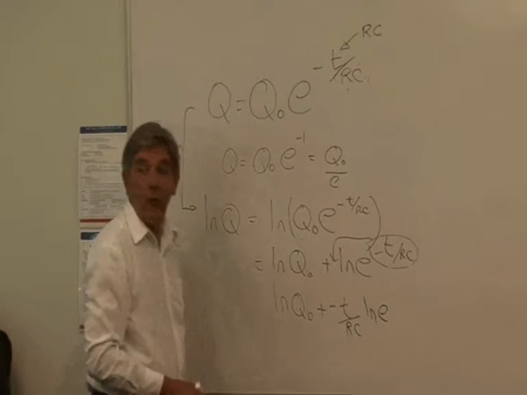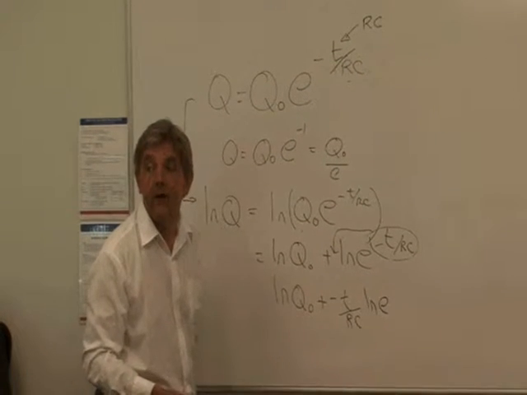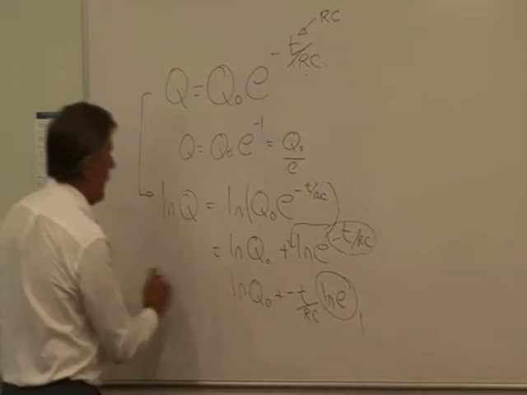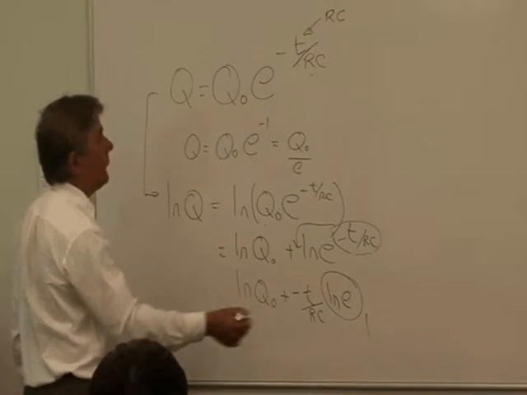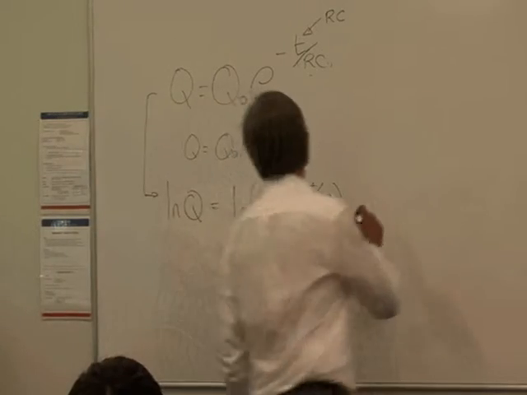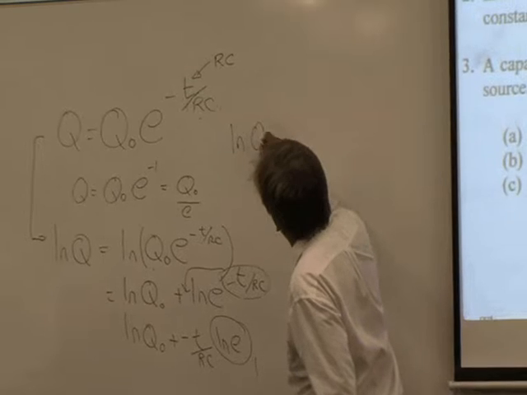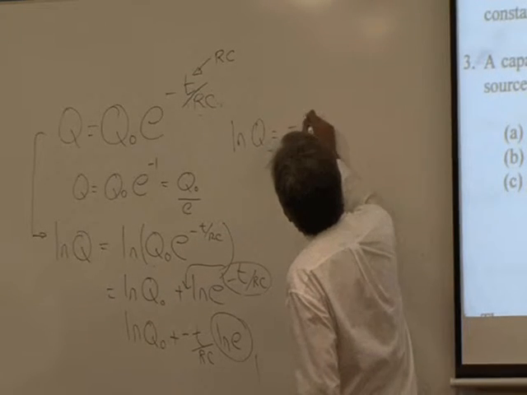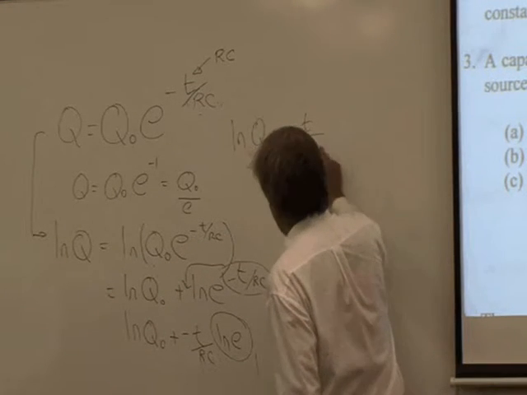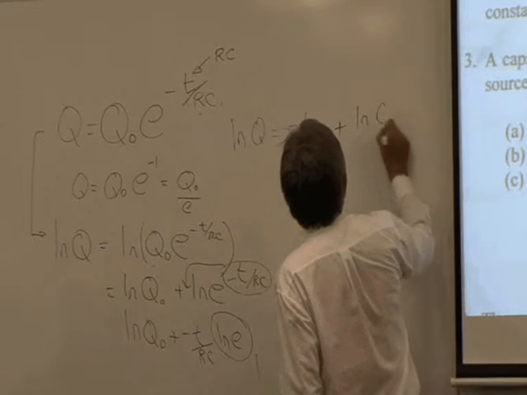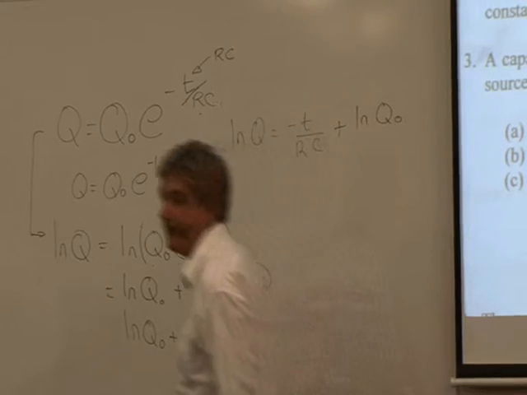And what's the ln of e? 1. ln of e is 1. The natural log of e is 1. So to cut a long story short, I'll put it over here. ln of Q equals minus t over RC, I'm just swapping the order, plus ln of Q naught.